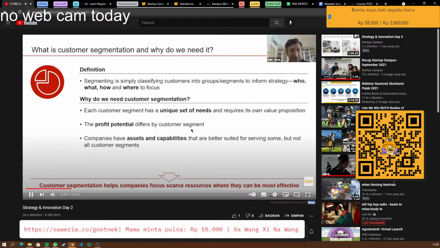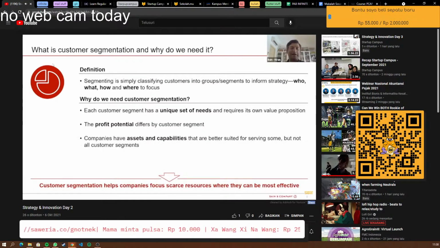How do I win them? Where can I capture them? Right? So everything revolves around that basis of what the segmentation is. Right? Why do we need it? We need it because we want to be able to tailor our value proposition to the very, very specific needs of that customer segment that we want to focus on.